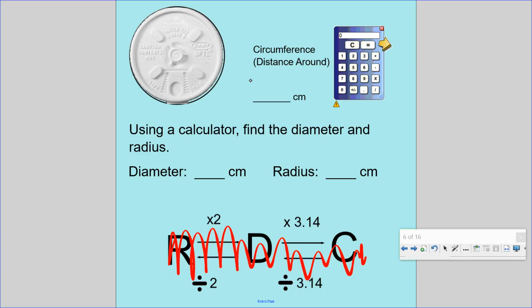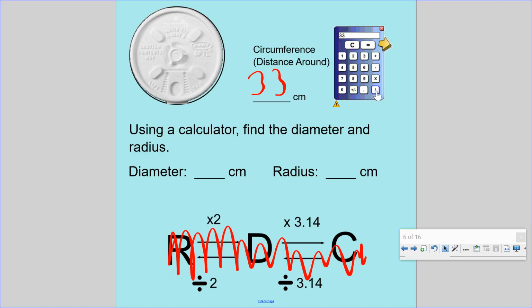So we know the circumference is about 33 centimeters. Using a calculator, what would the diameter be? Well, we know there are 3.14 diameters going around. So 33 divided by 3.14 equals. Let's do it again.